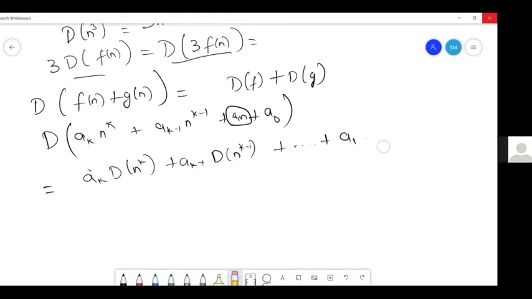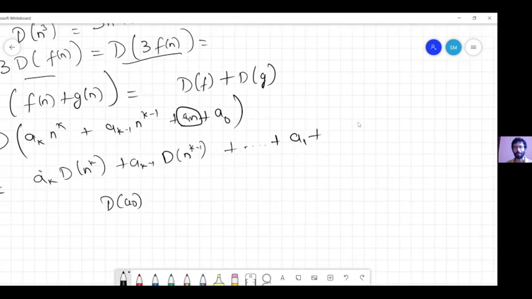And what about a0? What will happen to a0? It will be 0. A naught is A naught only, constant, so that will become 0. a0 is a0 only. Okay, now what I'm going to give is an example.